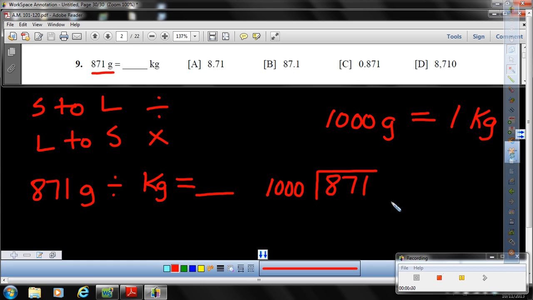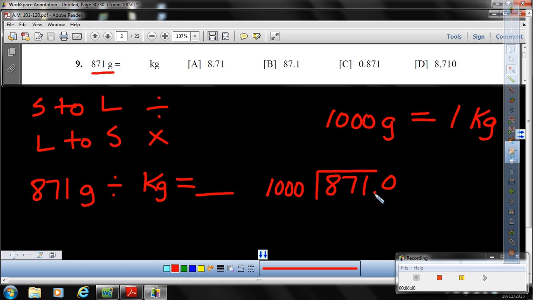Okay, and this problem is going to look a little tricky to you because we ask ourselves, can 1,000 go into 8? And 8 is smaller than 1,000, so it cannot. Can 1,000 go into 87? Well, 87 is smaller than 1,000. Can 1,000 go into 871? Well, 871 is smaller than 1,000. So we have to add a decimal, and we have to extend the number.